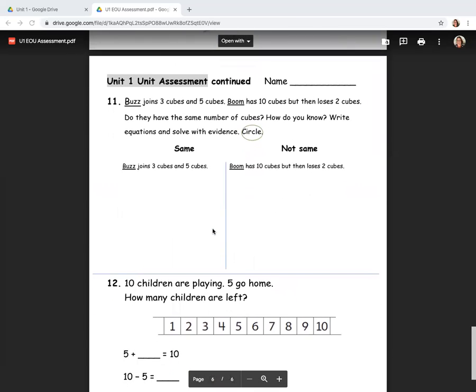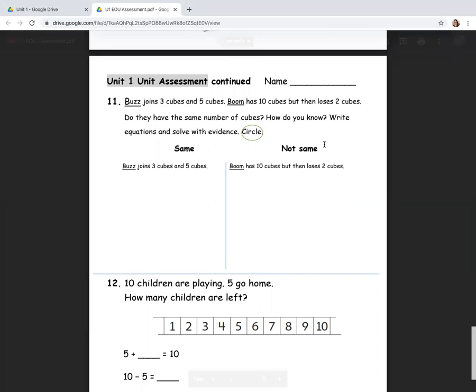Problem number 11. Buzz joins 3 cubes and 5 cubes. Boom has 10 cubes, but then loses 2 cubes. Do they have the same number of cubes? How do you know? Write equations and solve with evidence. Circle. Here we have same, not same.